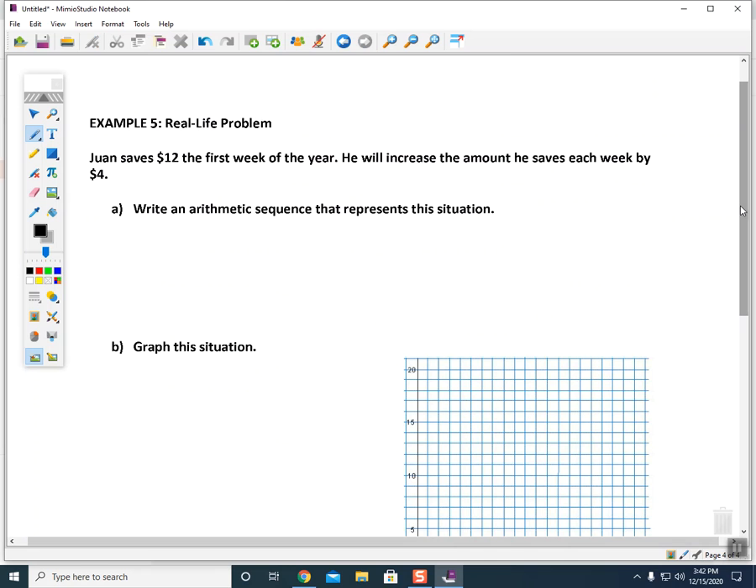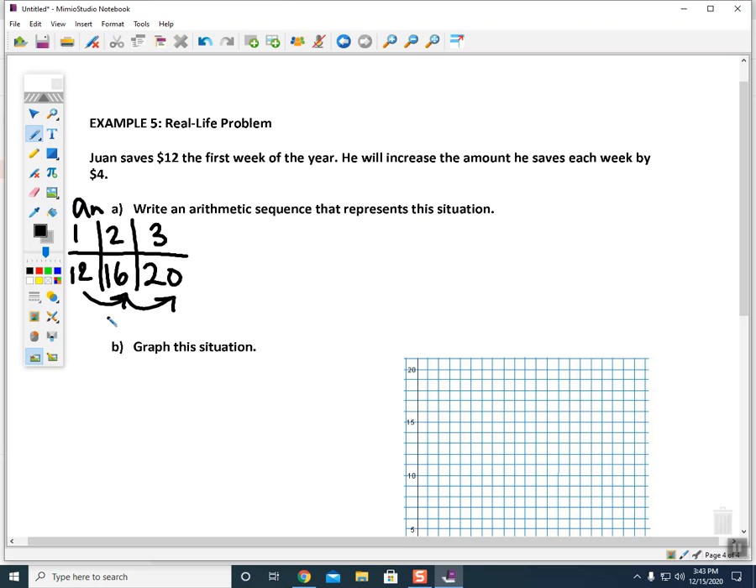Real life problem. Juan saves $12 in the first week of the year. He will increase the amount he saves each week by $4. So let's just think about this, right? Week 1, he had $12. If he increases by $4 every time, how much does he have after 2 weeks? He would have 16, right? After 3 weeks, he would have 20, so on and so forth. So if I plot this out, this is my a sub n, right? And then my common difference is going to be plus 4.